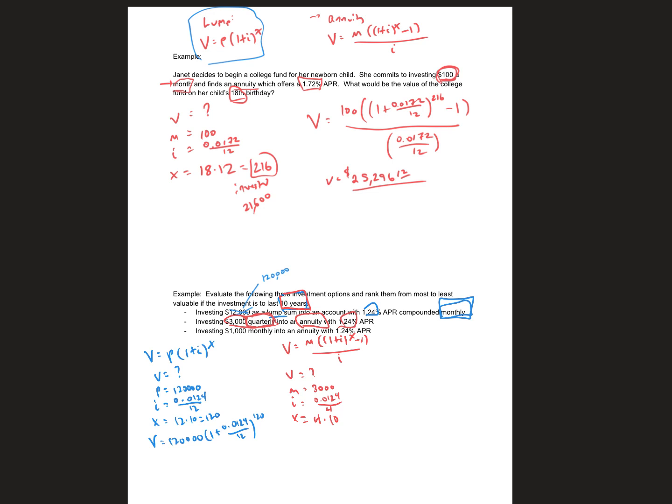So when I plug all that in, by the way, that I, that's 0.0031. And then finally, for this last one, it's also an annuity, so we're going to use this formula again. Looking for the value. My regular payment is $1,000. My working interest rate is the APR divided into appropriate chunks. My number of payments is the number of payments per year times the length of investment. So I'm going to plug that in.